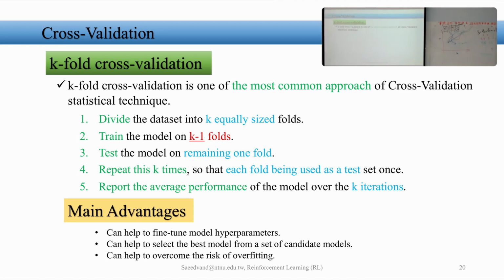K-fold cross-validation is the most common approach, and most research shows this, and it is pretty accurate. As I told you, divide the data set into k equally sized folds, and train the model with k minus 1 folds. Then test the model with the remaining fold, and repeat by switching the test fold, exactly the same thing that I drew on these slides. At the end, you report the average of the performance for all the runs, not only one run.